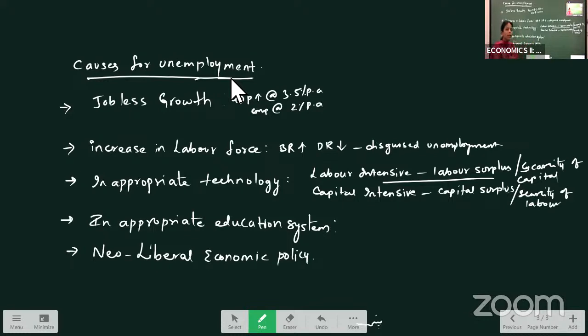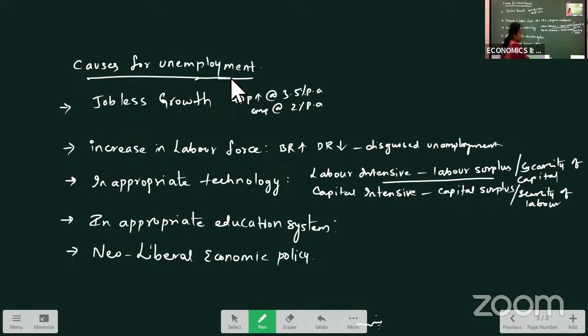Next, neoliberal economic policy. The economic reforms introduced in our country after the 1990s created inequalities in the country. When inequalities are there, what will happen? Rich people will become richer, poor people will become poorer. This created demand constraints. Along with that, it created recession, and unemployment was created with this neoliberal economic policy. So these are the various causes for unemployment in the country.